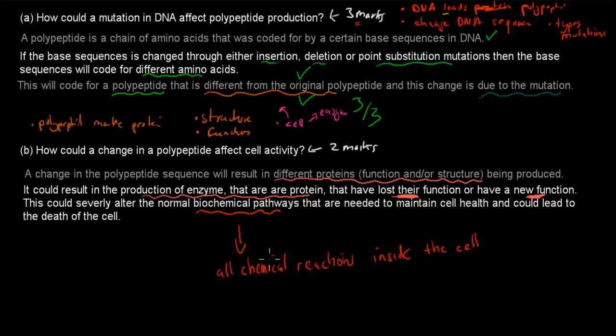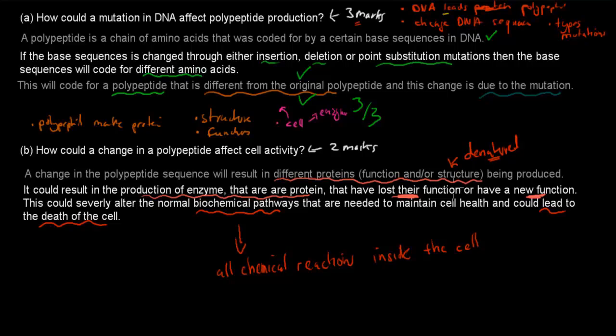Obviously, if we lose our enzymes in our cells, these chemical reactions won't go ahead as usual, and that could be bad for the cell. So this could severely alter normal biochemical pathways that are needed to maintain cell health and could lead to the death of the cell. Because if the enzymes aren't there anymore, because they might have their function or structure changed. What I mean by enzyme structure changed would be denatured. They might have been denatured, so they can't break down substrates anymore. But in any case, that would be bad for the cell. It will lead to the death of the cell.